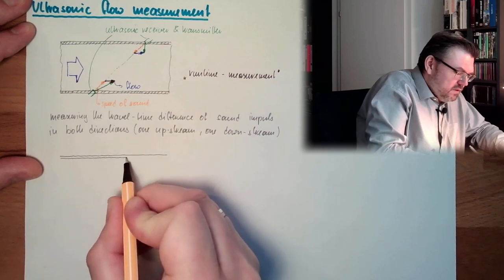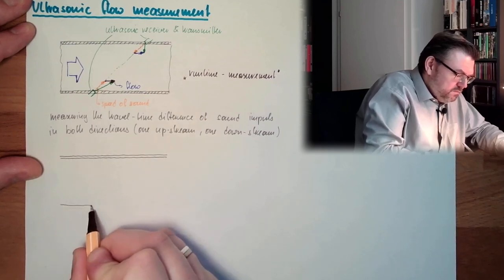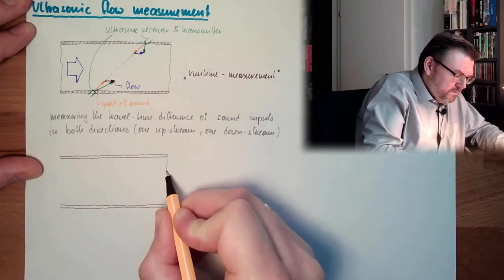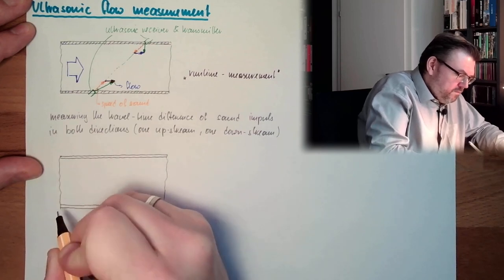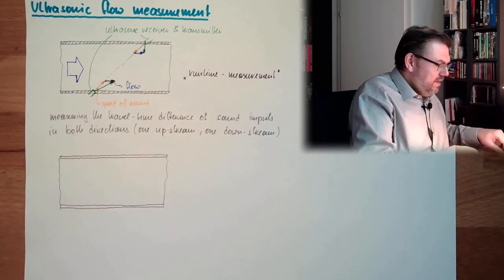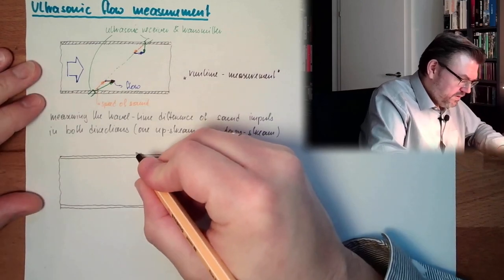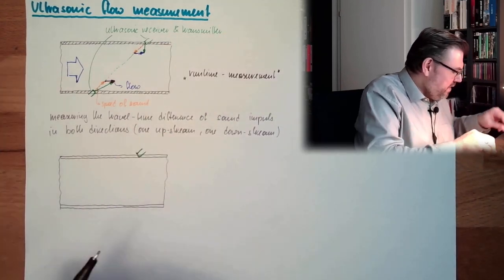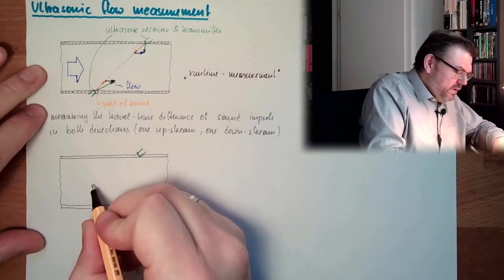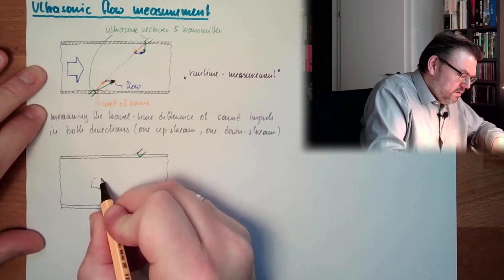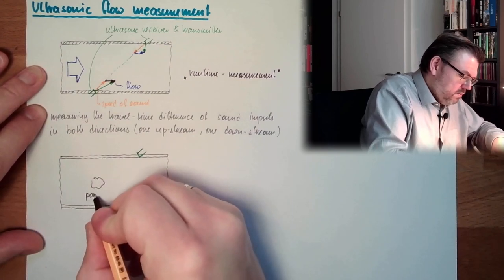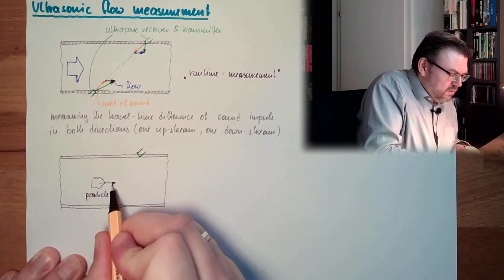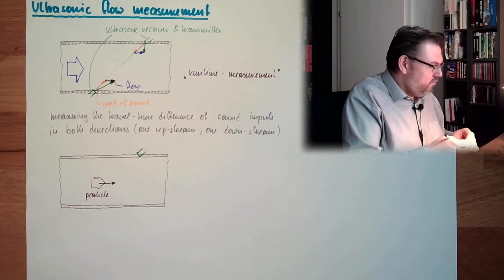How is this working? Let's again have some pipe. We put in here an ultrasonic receiver and transmitter also. Same, yeah. And what we need in a Doppler effect, we need some particles. Here is a particle, which has a certain velocity, which is reflecting the flow, simply.